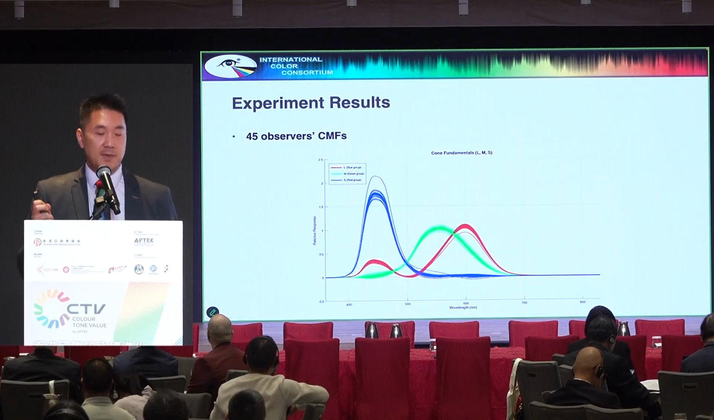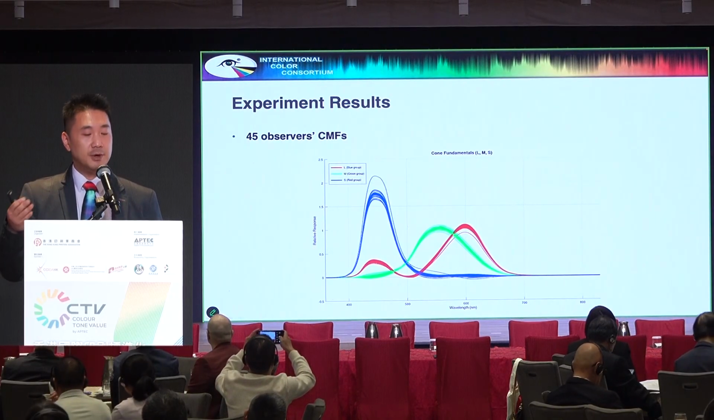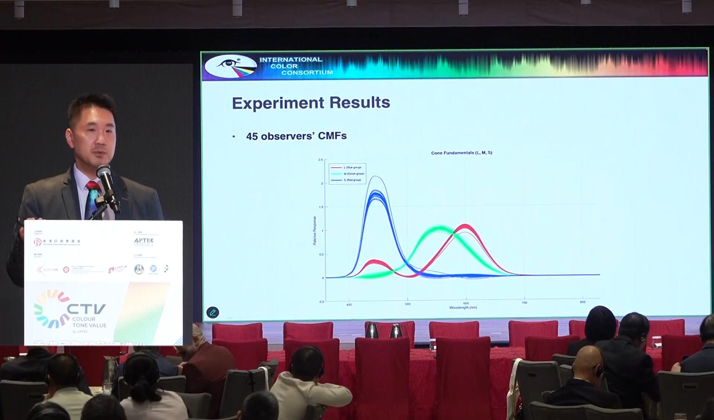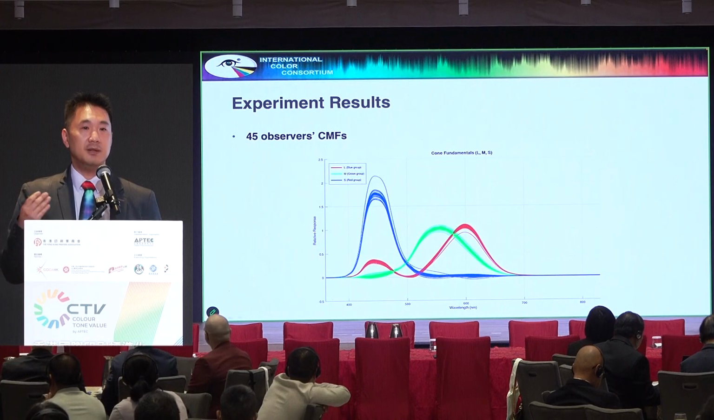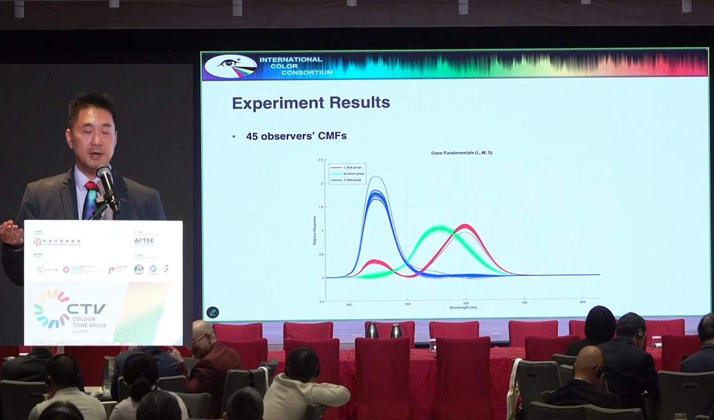So these are actually the individual color matching functions for the 45 observers. Even though these are actually quite a small set of the observers, you can see these are quite different. You can see one particular observer having a quite large difference in the blue area. Okay.